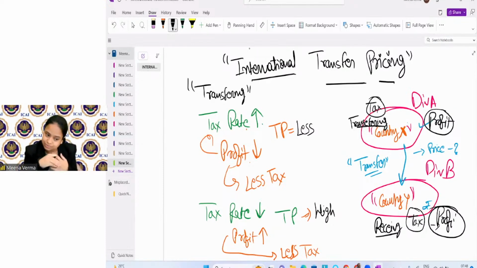You will check it. If the rate is high, what will happen? If the rate will be less, what will happen? If the tax rate is high, obviously you want to show less profit, taki kam tax dena pade. If the tax rate is low, you want to show high profit, taki tax kam dena pade. So your aim is to pay less tax in both the cases. You want to pay less tax, right?